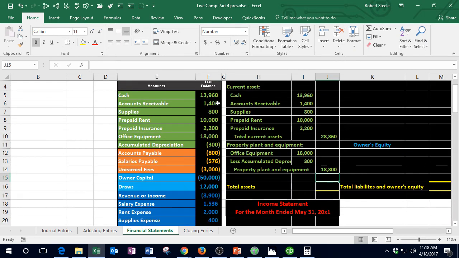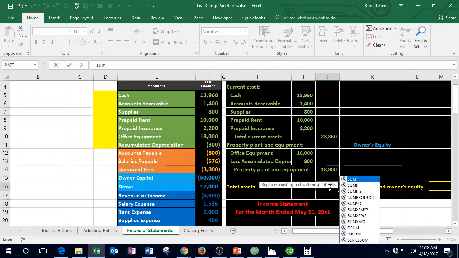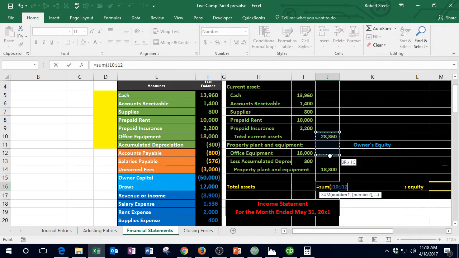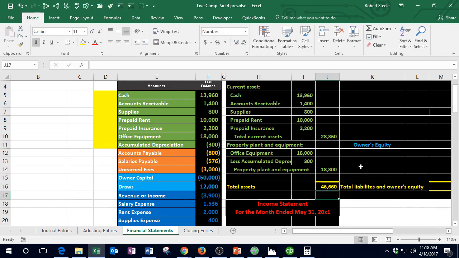18,380, and then total assets should be all of this now, all the green, which represents this number and this number. So we found a home for all these. We might even want to highlight and say, hey, I found a home for all those. Once we find a home for everything, then we should be done. So I'm going to go over here and say this is the sum of these two numbers and enter. So that's going to be the 46,660.